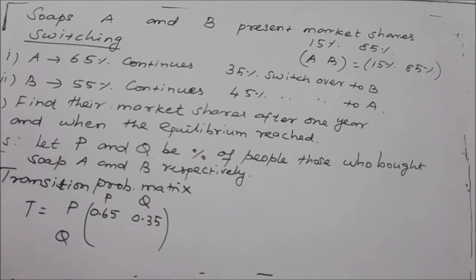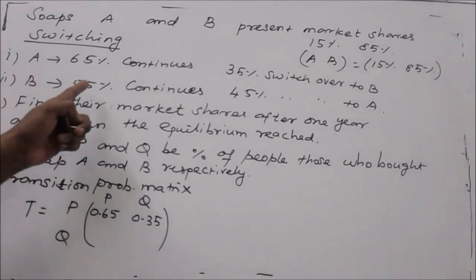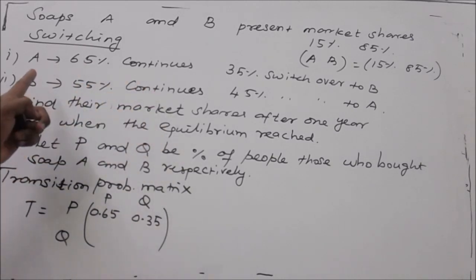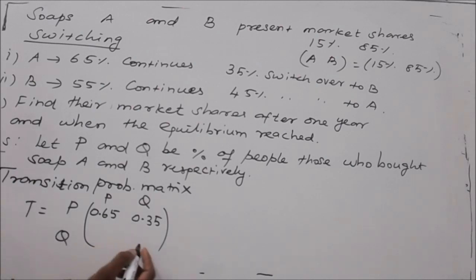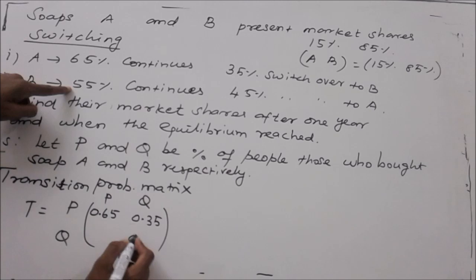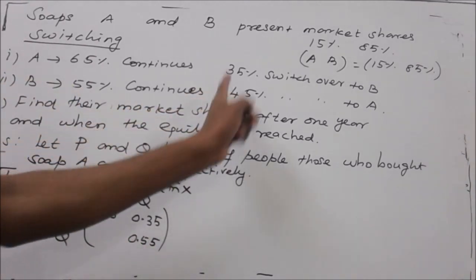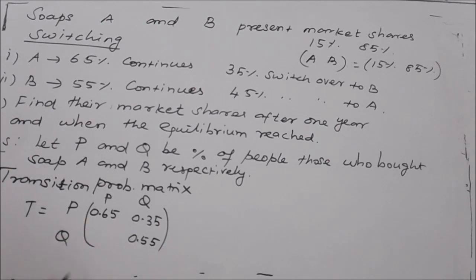And then the second data they have given: 55% continues in B and 45% switch over to A. That means B is taken as Q here. In this case 55%, therefore 55% in B and 45% switch over to A. That is 45%.